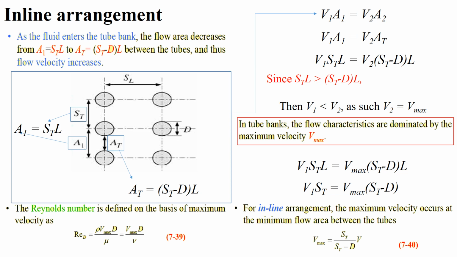For the inline arrangement, the maximum velocity occurs at the minimum flow area between the tubes, as I put in equation 7-40, where Vmax equals ST divided by ST minus D, times V. V here is the velocity at A1, and Vmax is the velocity at AT. ST is the distance between the two tubes in the vertical direction, and D is the diameter of the tubes.